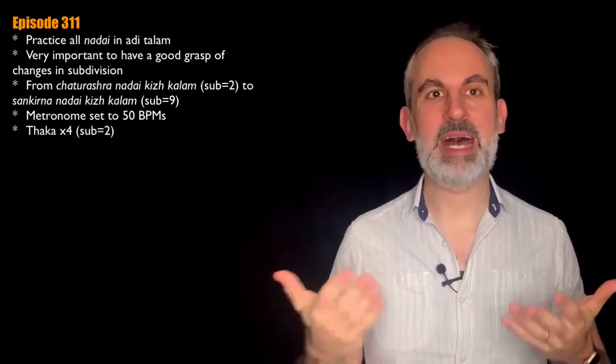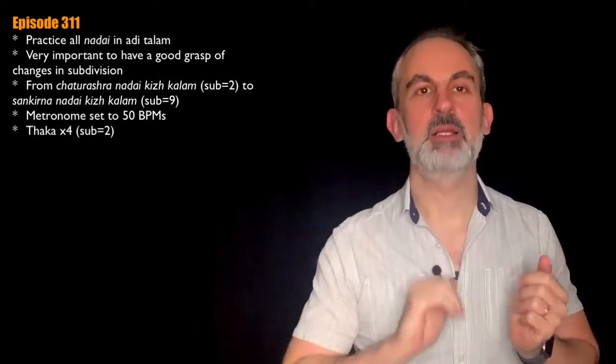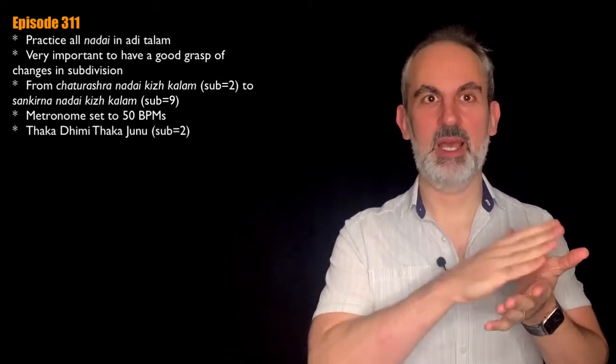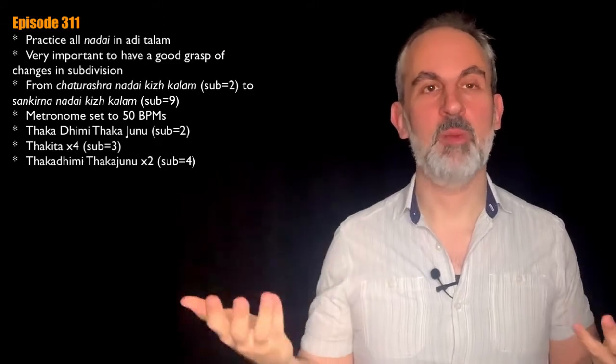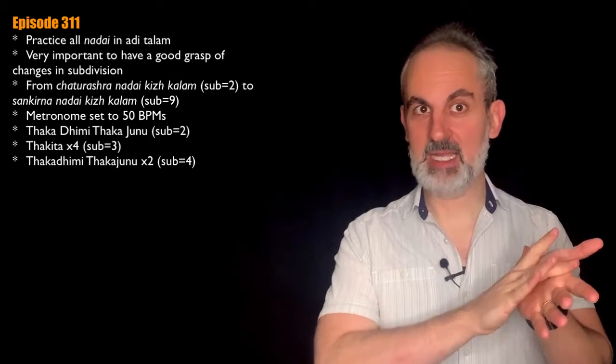So we're going to perform it as ta ka, ta ka, ta ka, ta ka, right? That is 4 times ta ka. Or actually, no, we're going to perform something easier, which would be ta ka di mi ta ka ju nu. We know that. The next one, as we reach the 5th beat of Aditalam, is going to be takita, takita, takita, takita, or takita 4 times. The next one is going to be our familiar takadimi, takajunu, takadimi, takajunu.